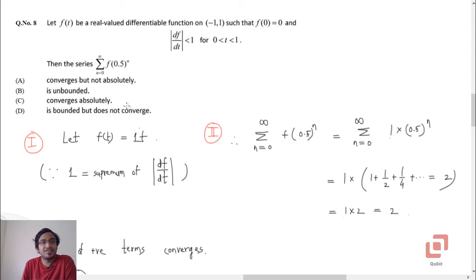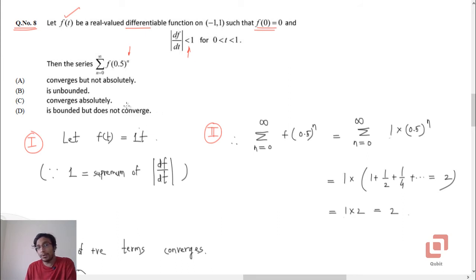Let us now go to question 8, the first among the 2 marks questions, which is based on differential calculus and infinite series. Let f of t be a real valued differentiable function on the open interval -1 to 1, such that f of 0 is 0 and the modulus of df by dt is less than 1 for all values of t in the range 0 and 1. Then the series summation of f of 0.5 to the power n, as n goes from 0 to infinity, converges but not absolutely, is unbounded, converges absolutely, or is bounded but doesn't converge.